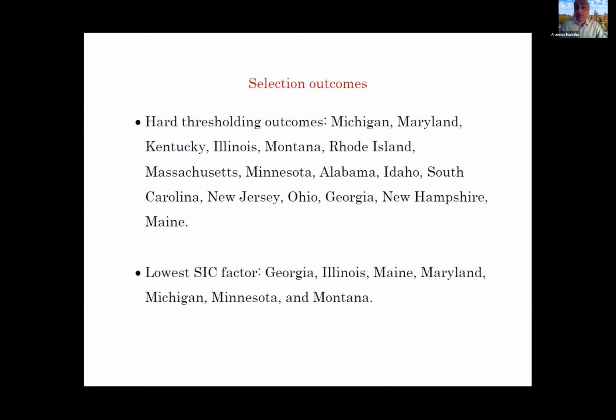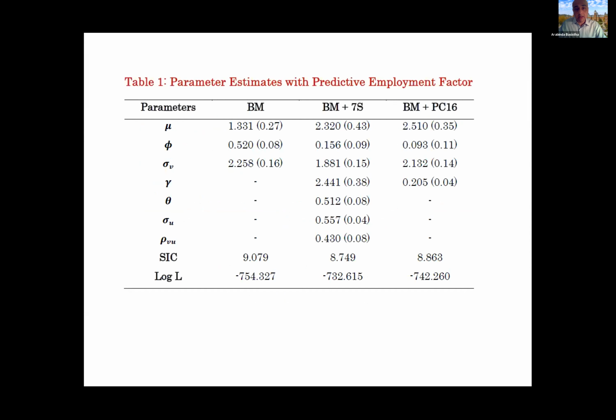So selection outcomes from the bivariate with observed growth are these states. The lowest SIC factor going through all the 16 state combinations came from these 7 states. We use a smaller number as well, just to reduce the computing time. Again, very good performance.